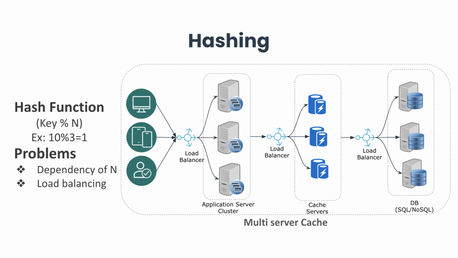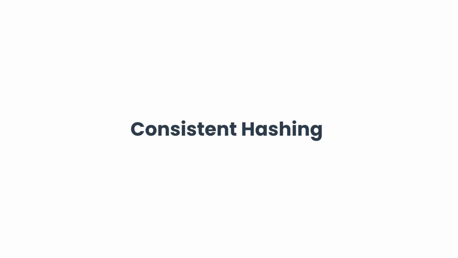The other problem is load balancing. There can be unequal data distribution on different cache servers because everything is dependent on the key. For example, if we are using a zip code as a key, then one zip code can have more population density than another. Here consistent hashing comes to the rescue.